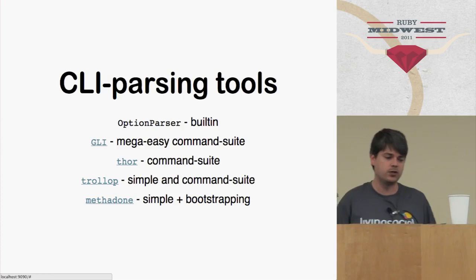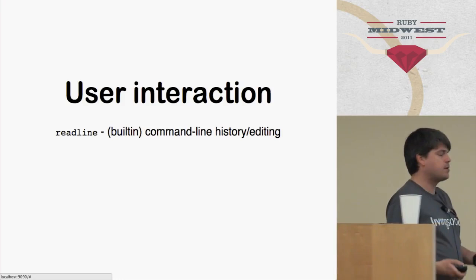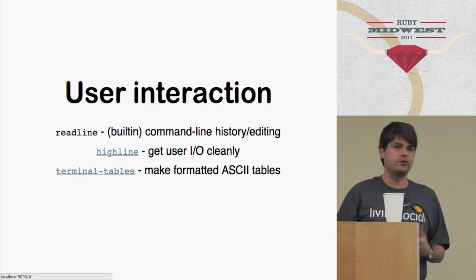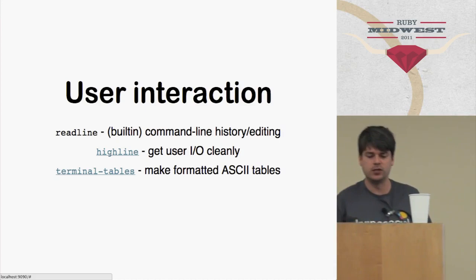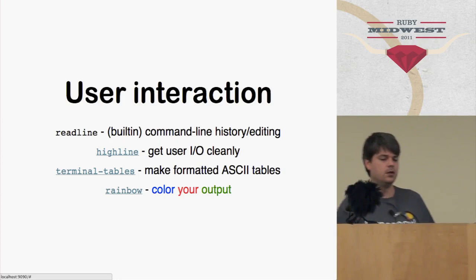And for interacting with the user, if you must, readline is built into Ruby, and it's just like Unix readline, so you can make a prompt with tab completion, very cool. And Highline is a sort of DSL for interacting with the user, asking them things, getting info from them, putting it back out. Terminal tables, if you want to make cool little formatted ASCII tables, like if you want to make your own SQL client, that's really easy to do. Rainbow is one of about 1,000 gems to color your output. It's, I guess, the first one I found when I searched, so now I use that if you want cool colors.